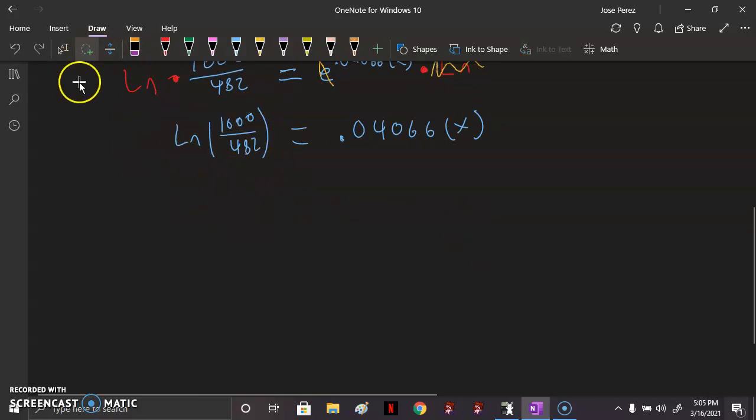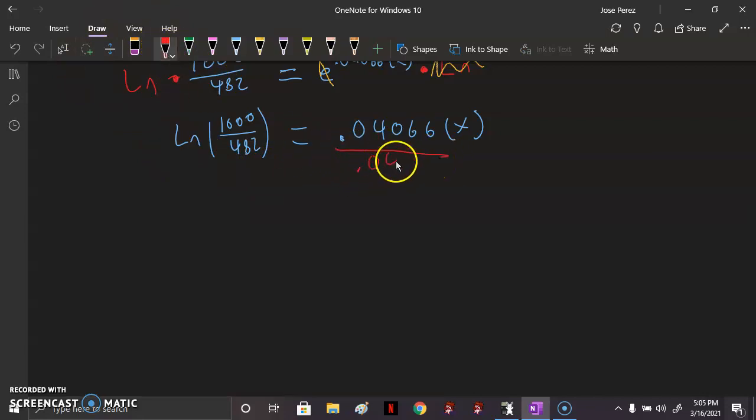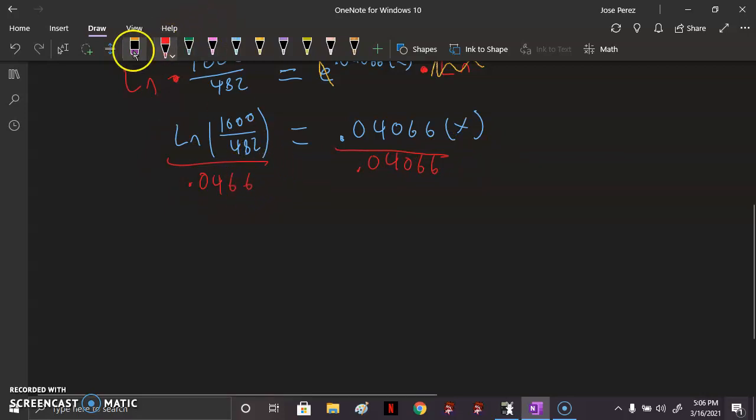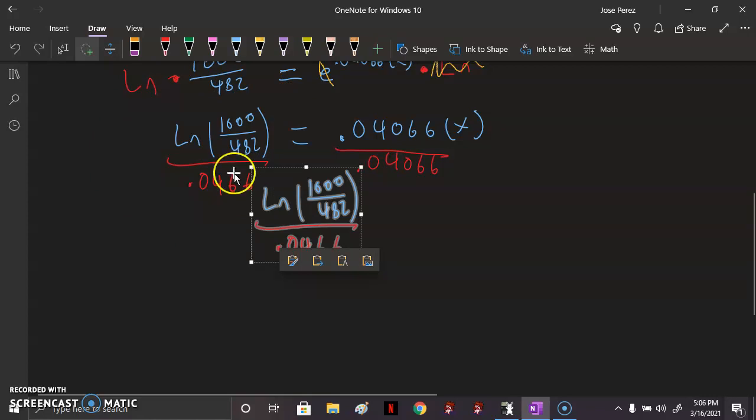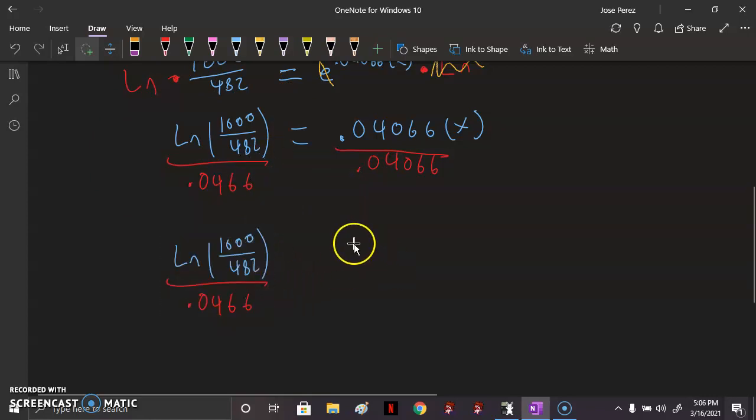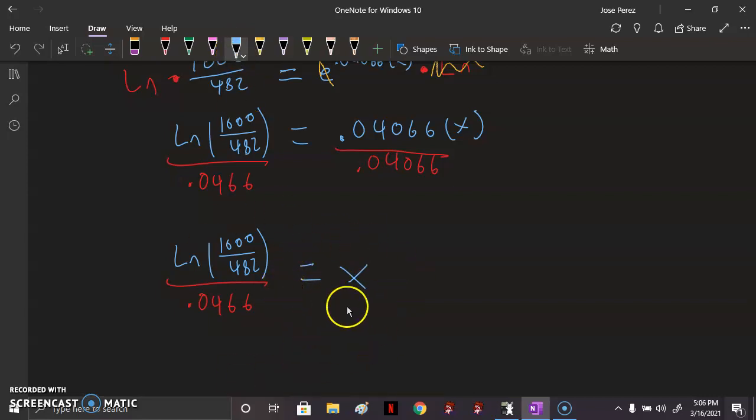And what we can do now after this is, well, let me make a copy of this. Wait, not yet. I have to explain it. So after this, what we get is divided by 0.04066 over 0.04066. And after this, we get, we're going to move this down here, and this will equal x. So now we're going to solve for x.